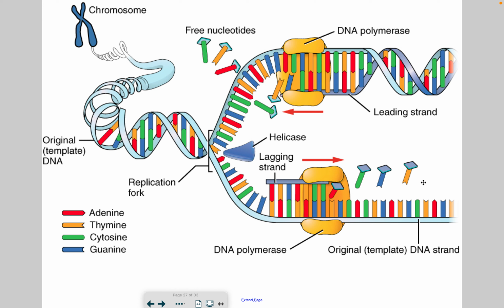And when DNA polymerase meets up with a double strand, it will fall off and then go find DNA helicase again and then match complementary. So it's pieced together segment by segment.